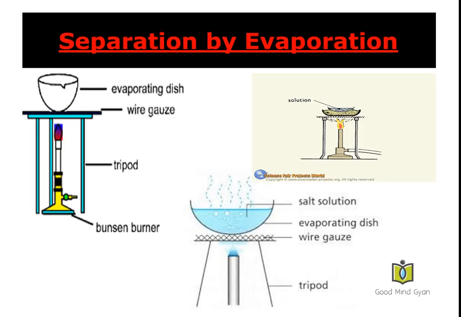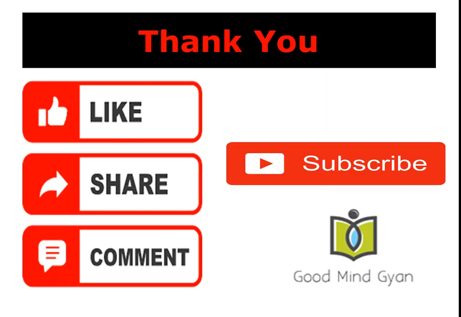Next process is evaporation, in which you will take a salt solution in a china dish or an evaporating dish and heat it on a wire gauze with the help of a Bunsen burner. After some time you will observe that there will be some vapors which will be given out and the salt will remain in the evaporating dish. So this process is evaporation.